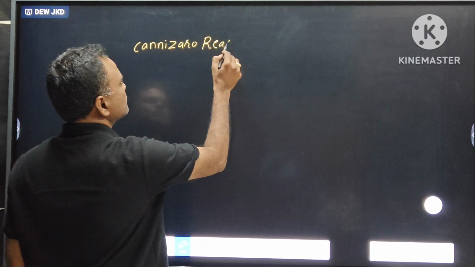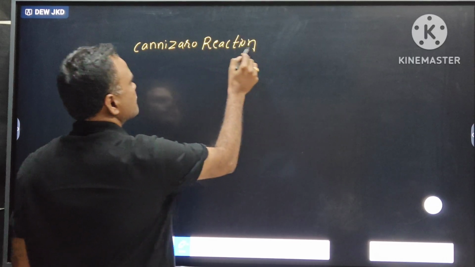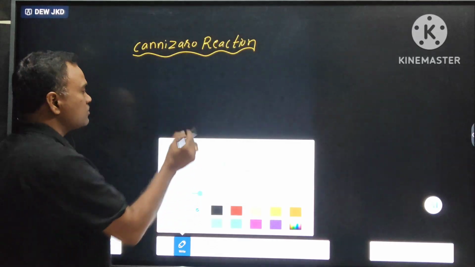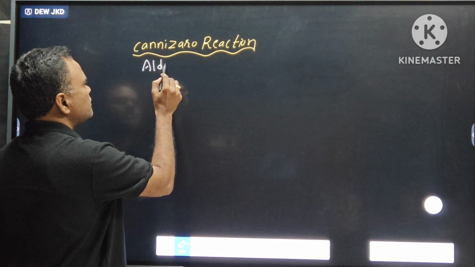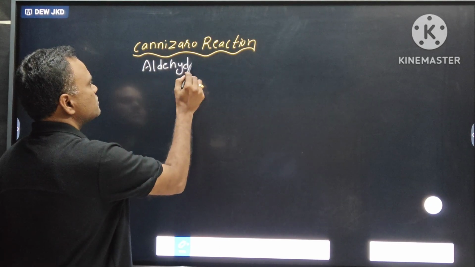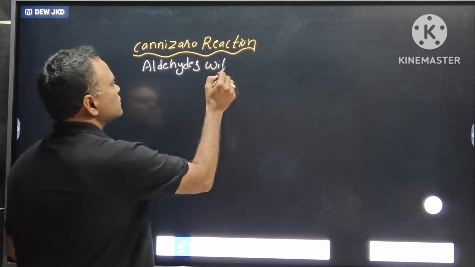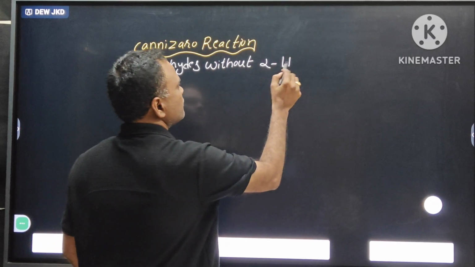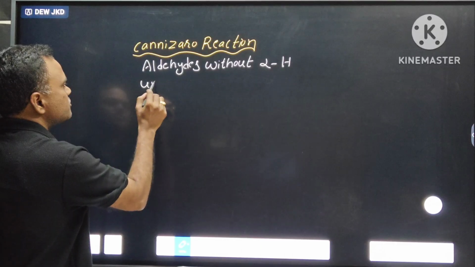Cannizzaro reaction. Cannizzaro reaction. What is the definition? Aldehydes without alpha hydrogen undergo disproportionation.